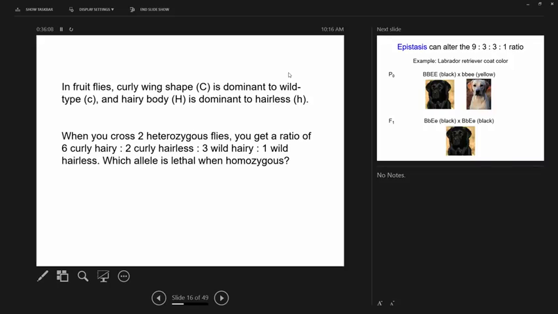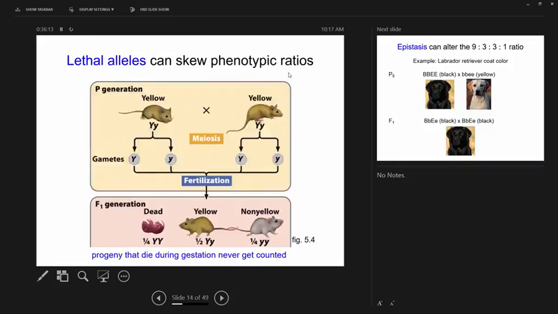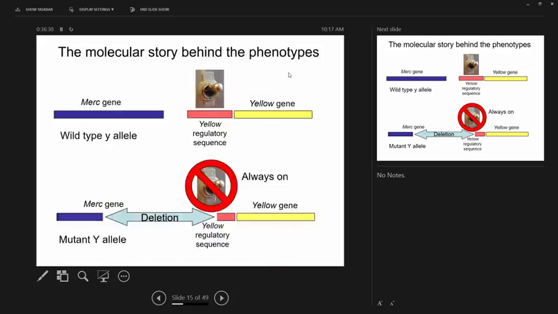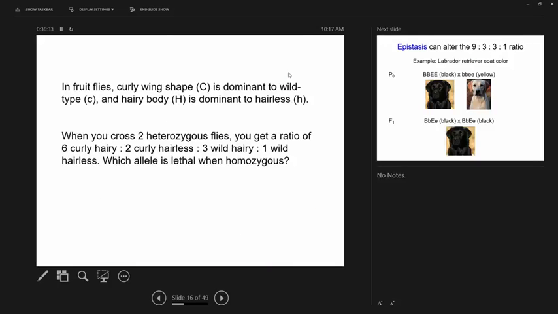All right, so when you have lethal alleles, go back here. When you have lethal alleles, somebody that should be there as part of the phenotype ratio is missing. You can tell when you have a lethal allele because the ratio is skewed. Let's look at this now.